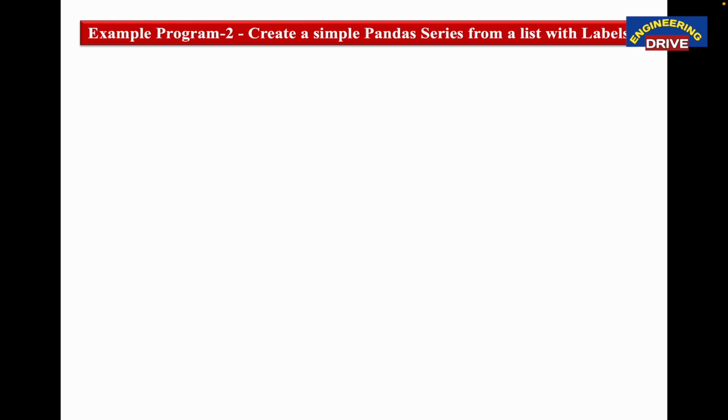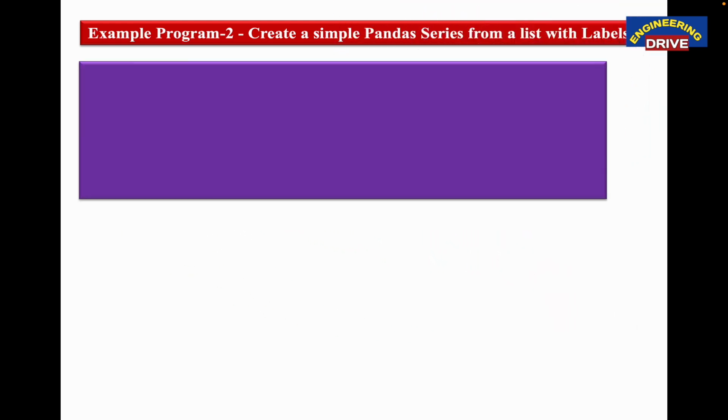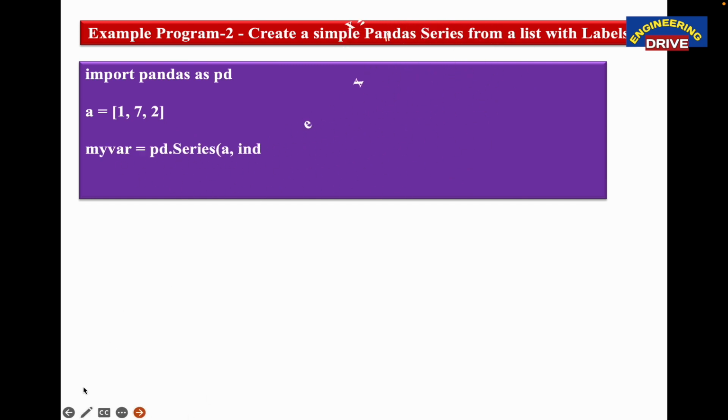Create a simple Pandas series from a list with labels. So one more thing that is added here is labels. In the previous program, there were no labels, but here I am going to show you how you can add your own labels. Let me show you the program once again. Here also I am taking the same program with a small modification, the same list of three items. Now here you need to observe this new thing.